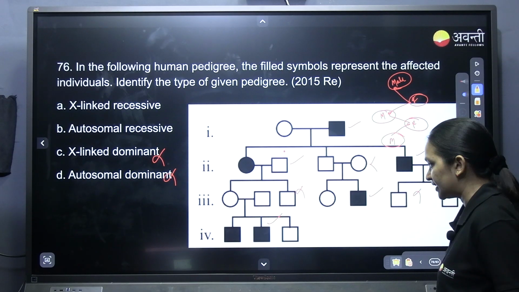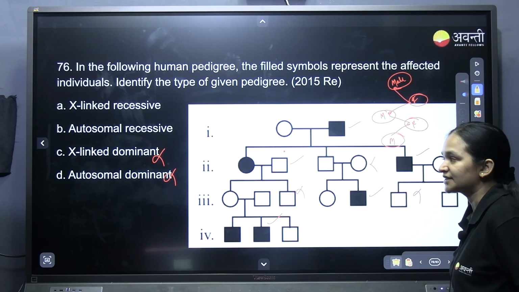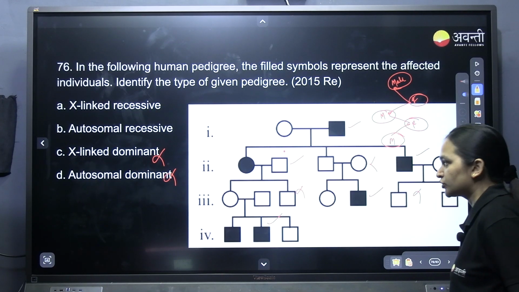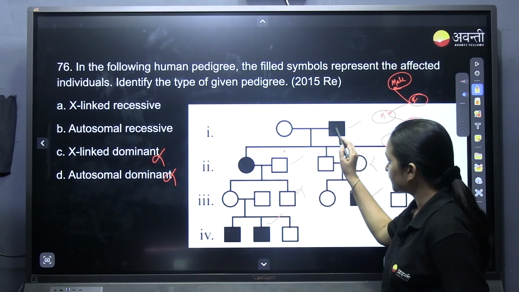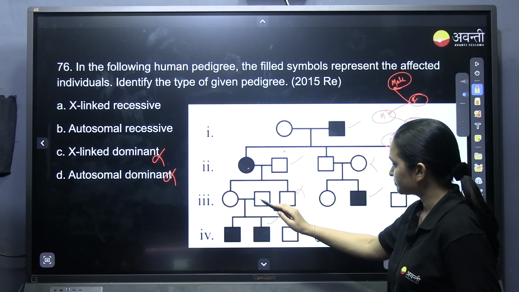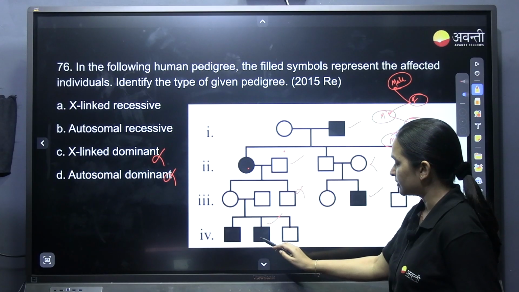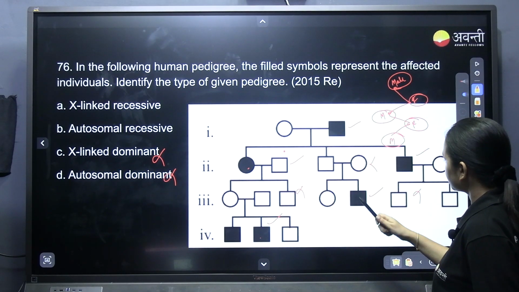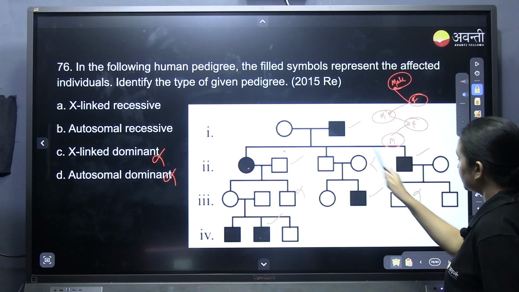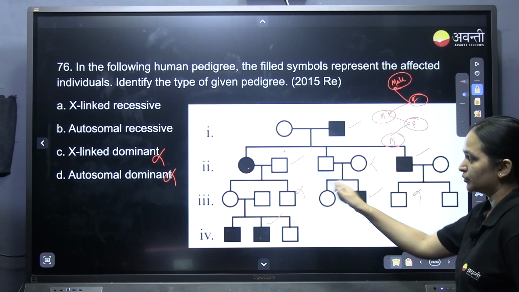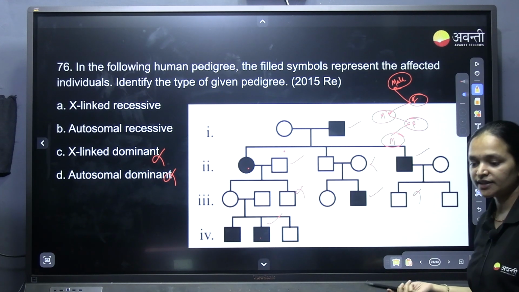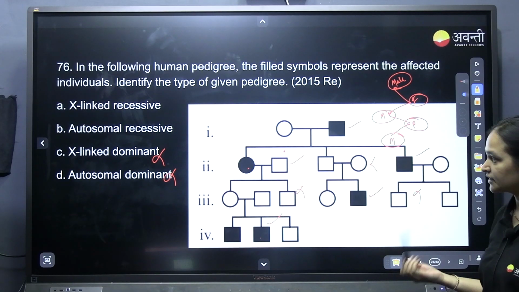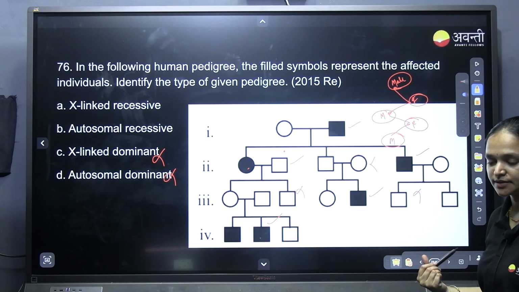If this is a criss-cross inheritance, then it is X-linked. If not, if there is something random, then it will be autosomal. If you see here, father, daughter, nothing, and son, father, son, grandson. Here father, son. So is it criss-cross inheritance? You cannot find any kind of criss-cross inheritance in this particular thing. So we can say it is autosomal, not sex-linked.